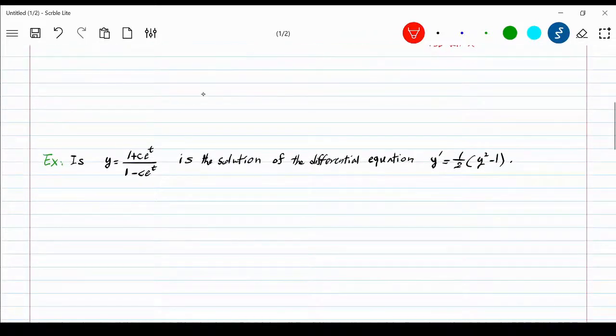Okay, how about this one? Is the function y equals 1 plus c e to the power t divided by 1 minus c e to the power t a solution to the equation y prime equals 1/2 times y squared minus 1? This is a first order differential equation. It contains only the first derivative.